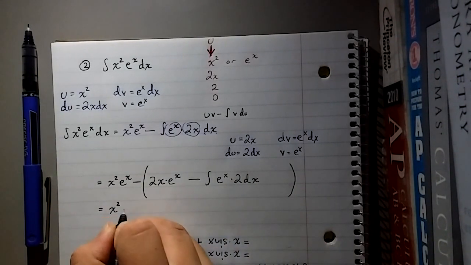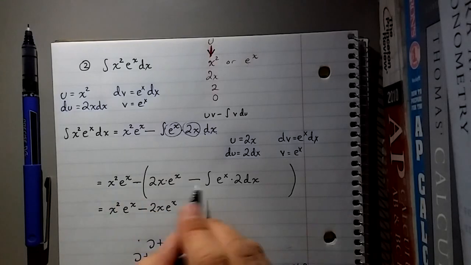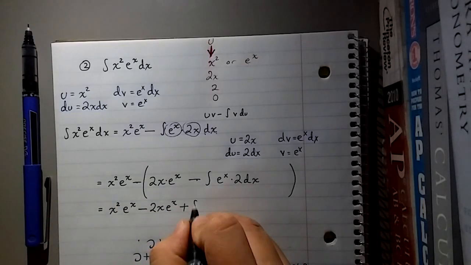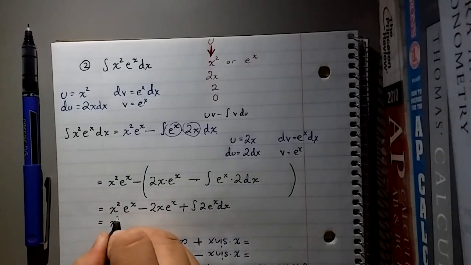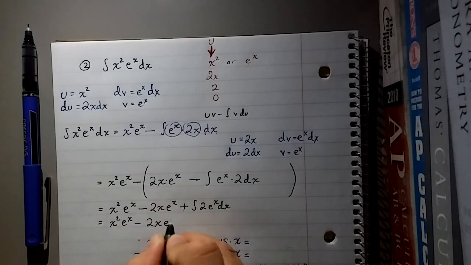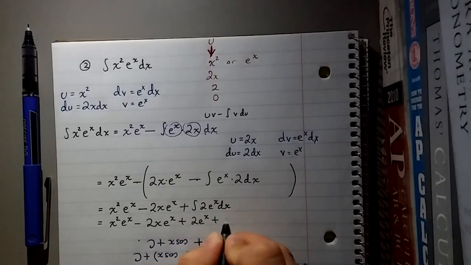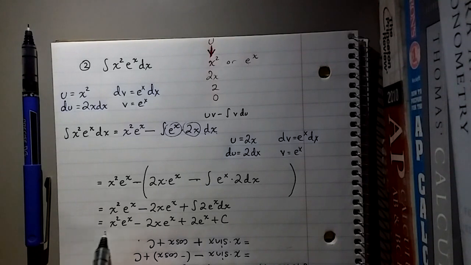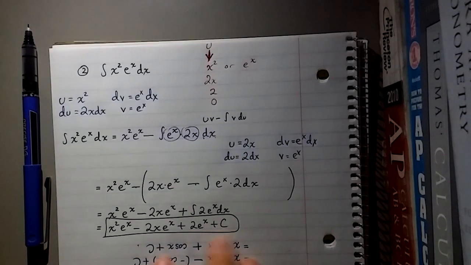So when I simplify, I get x squared e to the x minus 2x e to the x, minus minus makes a plus, the integral of 2e to the x dx. Therefore, my final answer is x squared e to the x minus 2x e to the x plus 2e to the x plus c. Not bad, I think. But this problem will get much worse, much worse. I'll talk about that in the next video.